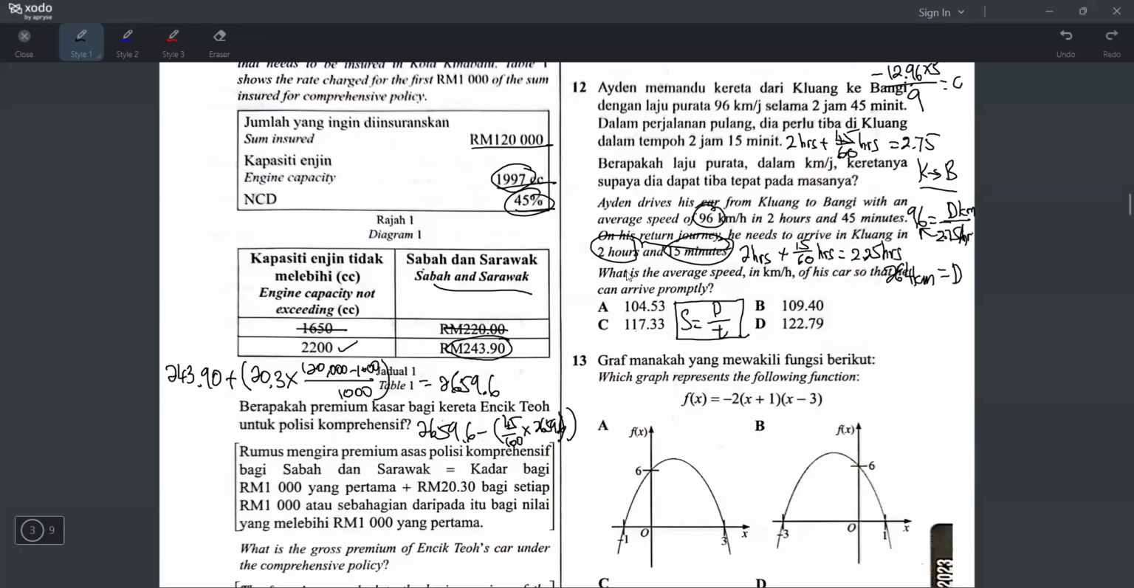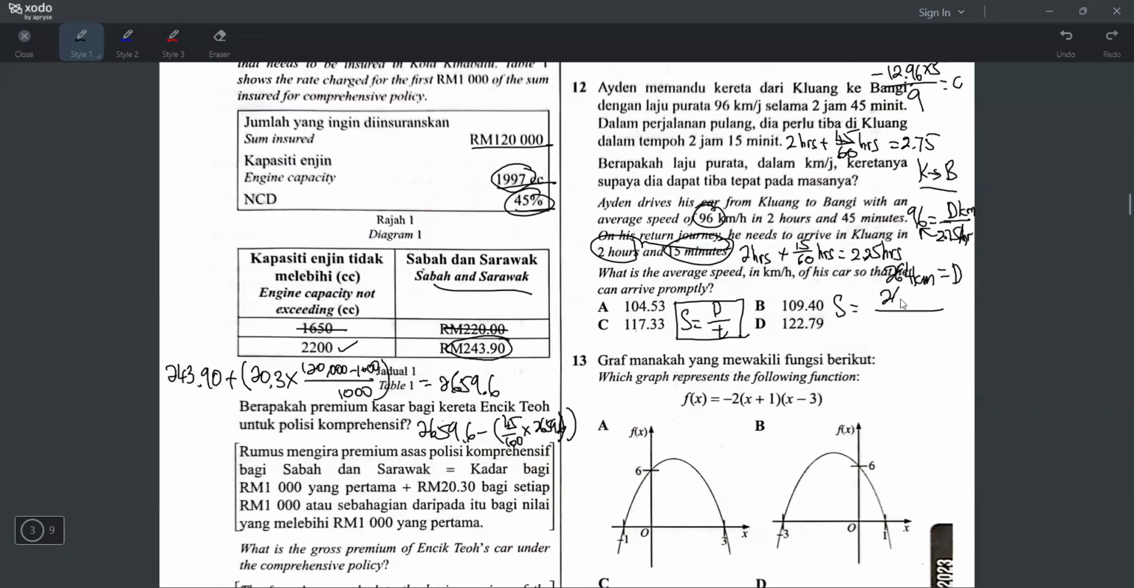Okay, so he wants to find the average speed for his car so that he can arrive promptly. It means they want to calculate the average speed for the return journey. He asks to find the average speed of the return journey. Okay, I want to ask, what is the average speed formula? Distance over time, right? And what do you think is the distance for the return journey?